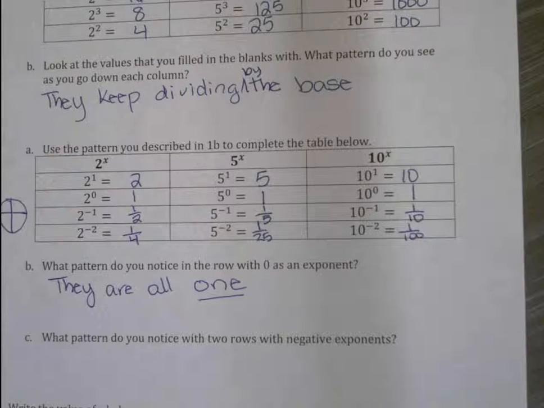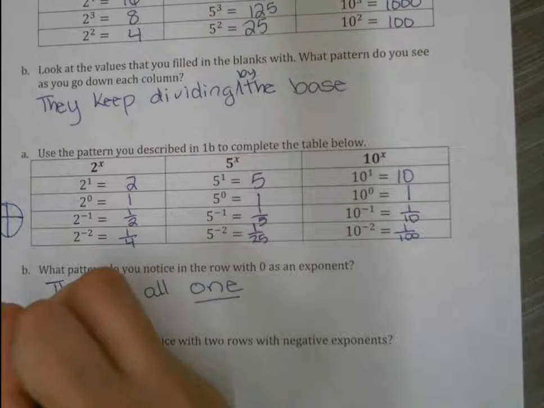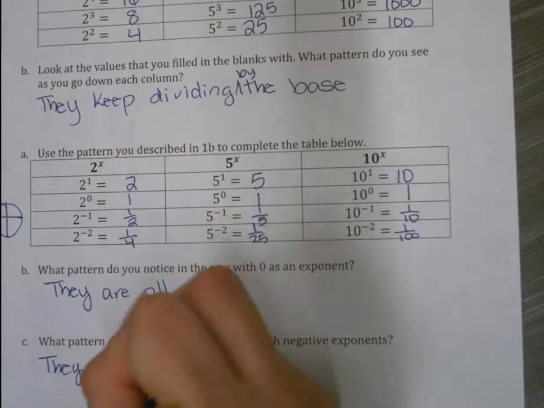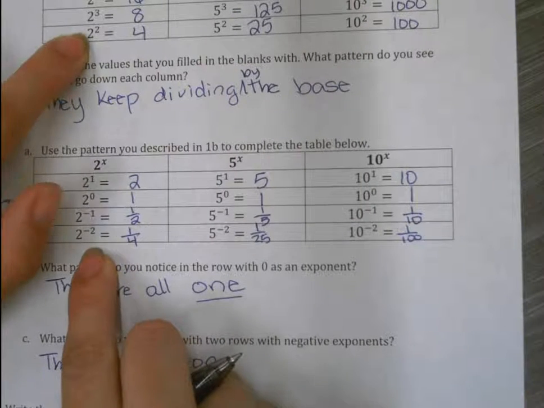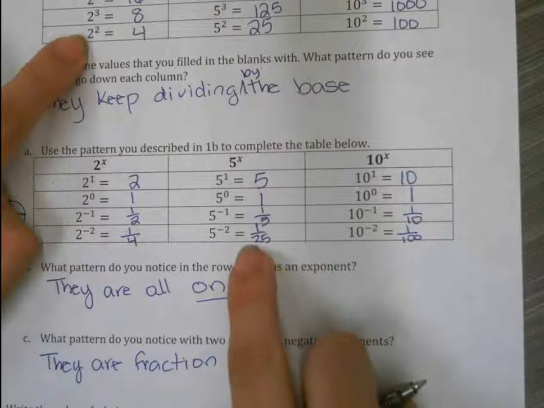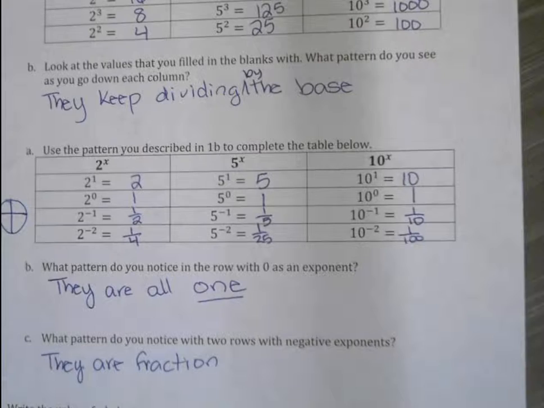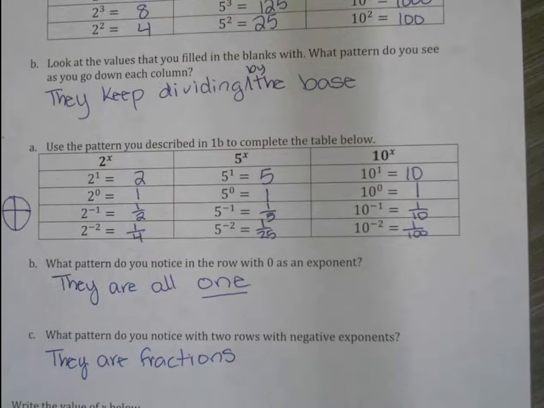Okay. What about the negative exponent ones? They're fractions. Also, on the squared ones, like 2 to the negative 2, it's the same number as 2 squared, it's just a fraction. So like over here, 5 to the negative 2 is the same number as 5 squared. So questions on filling out the table?